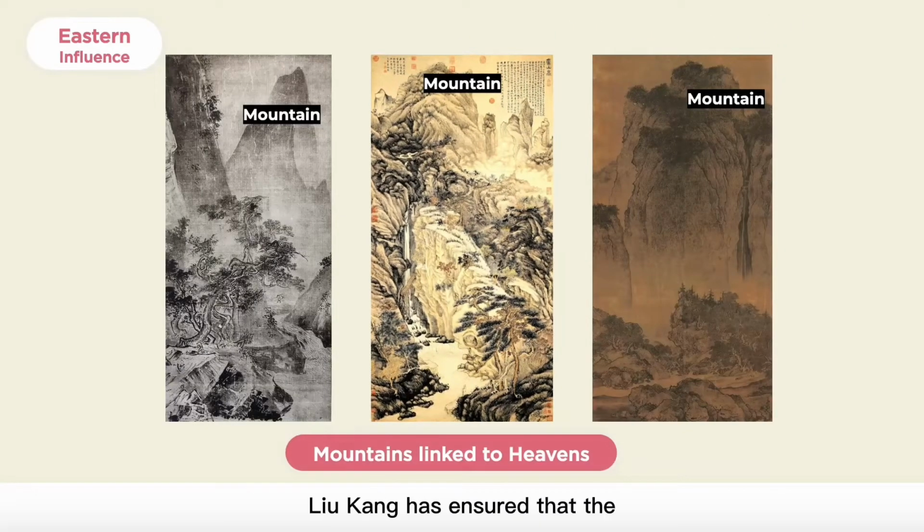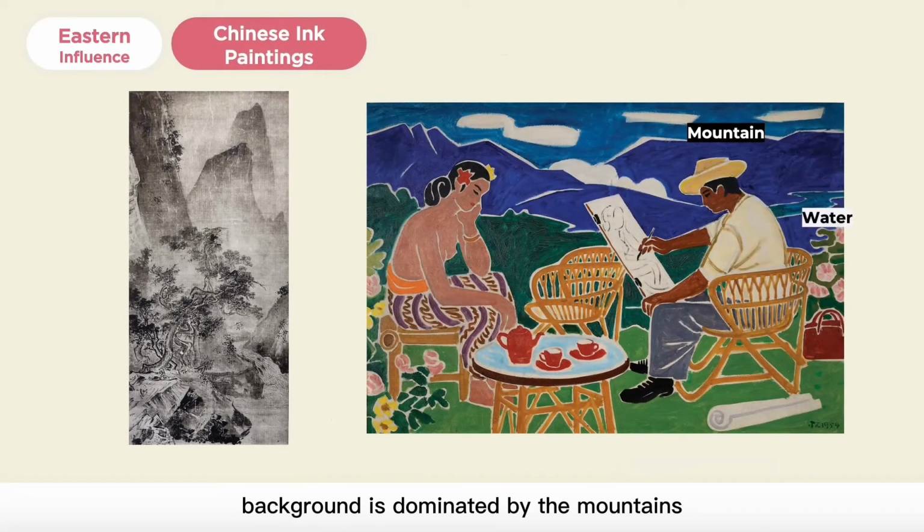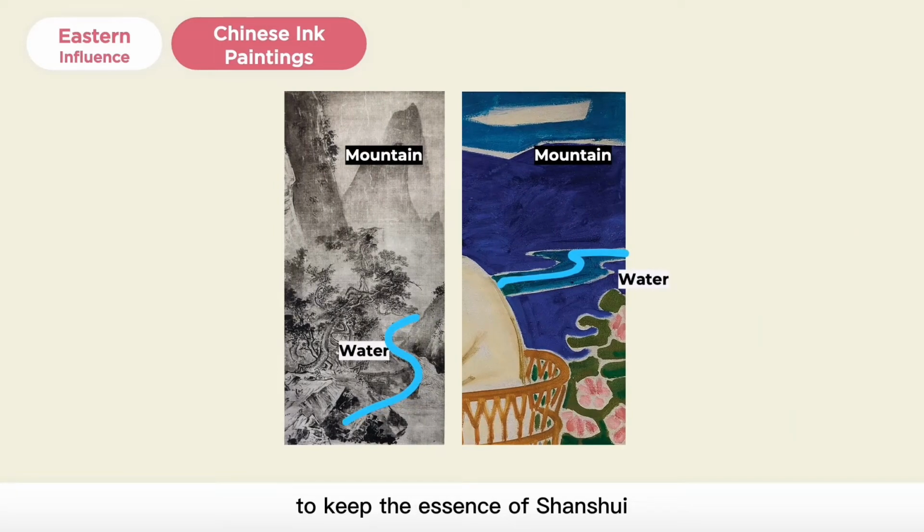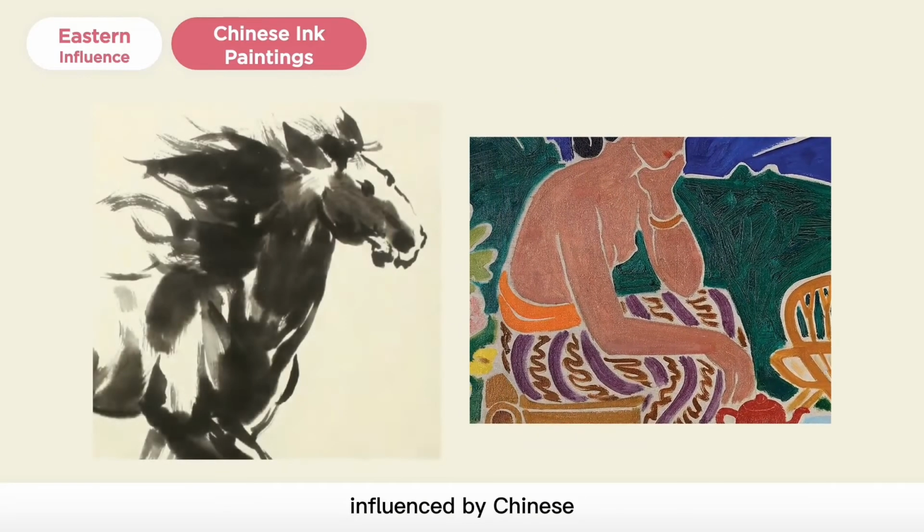In this artwork, Liu Kang has ensured that the background is dominated by the mountains he saw in Bali, and added a sinuous dynamic S-shaped river in the background to keep the essence of Shanshui. Adding the river is also a nod to the Chinese belief that rivers reflect the cosmic vitality of energy, or qi, within the artwork. The brushwork in this artwork is also influenced by Chinese ink paintings, which will be explained in the other Liu Kang video resource.